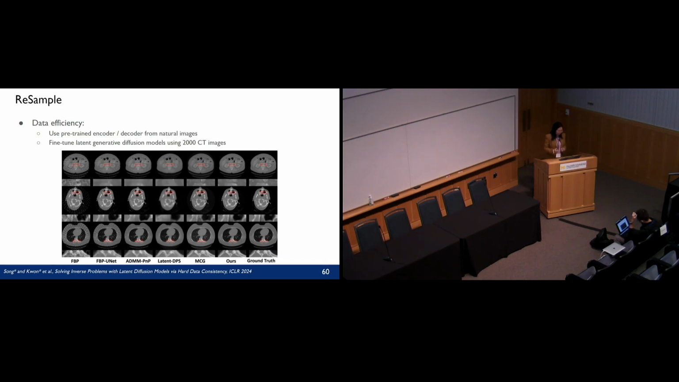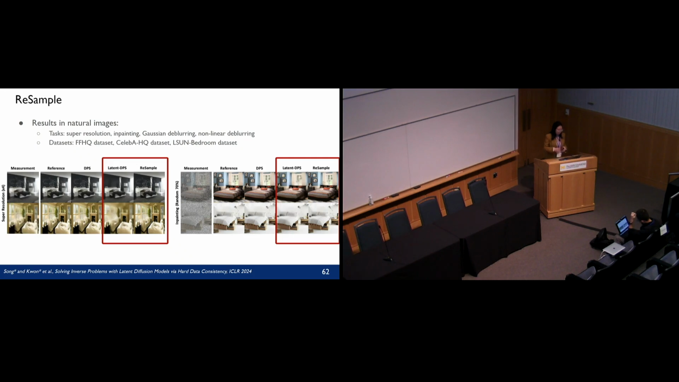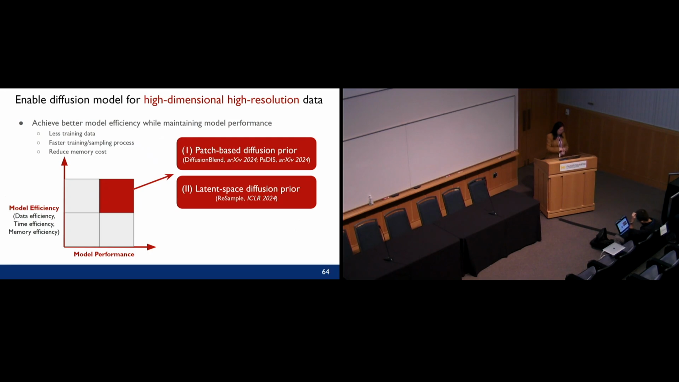But nowadays, with some concurrent works as our ReSample paper, we have seen more and more works getting interested in solving problems in the latent space. We also have shown quantitative results comparing with the previous baselines on different sites of CT image reconstruction, and also on natural image datasets with different inverse problems, including super resolution, inpainting, deblurring, and other cases. I will skip all the numbers here just for the sake of time.